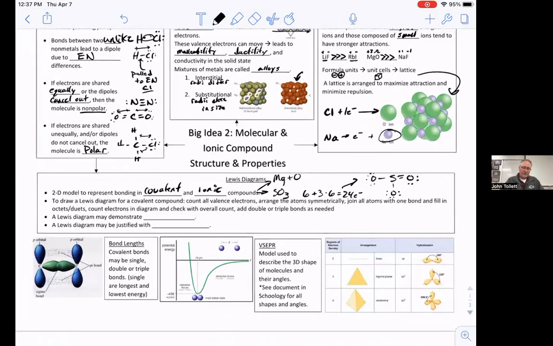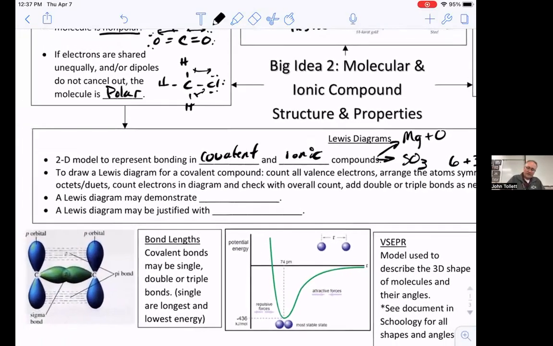But to draw these, for a Lewis dot structure for a covalent compound like I did already, count the valence electrons, arrange the atoms symmetrically around them, join them with 1 bond, and then go and fill your octets, and then of course a duet for hydrogen. Check to make sure you have the right amount. If you don't, create double or triple bonds as you may need. A Lewis diagram may demonstrate, like I said a minute ago, resonance.